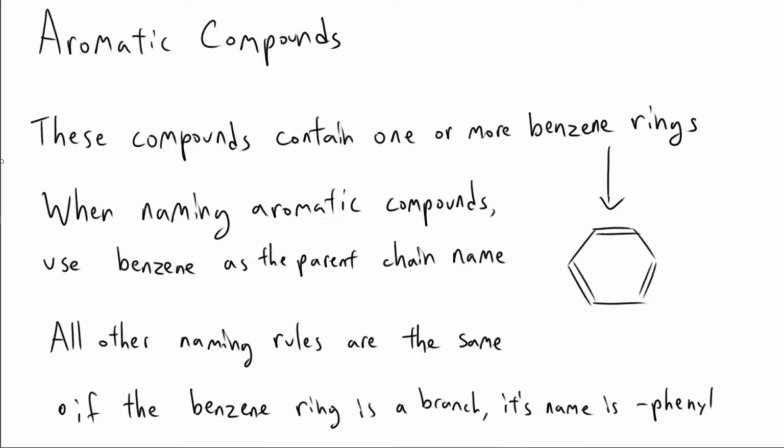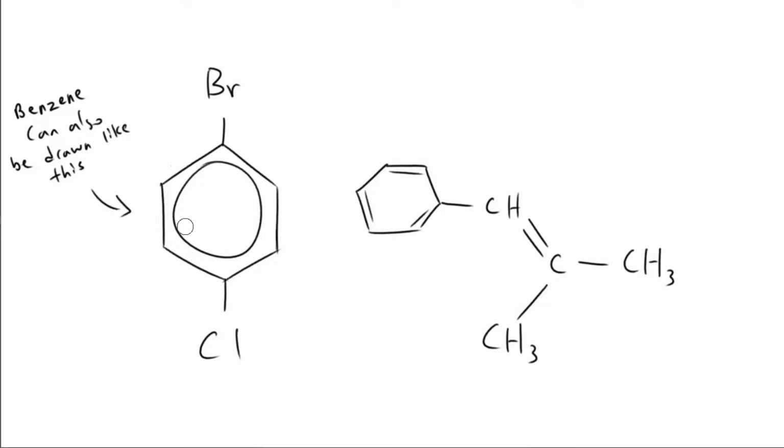Next are aromatic compounds. These compounds contain one or more of these benzene rings, which are essentially just cyclohexanes with double bonds for every other bond. When naming an aromatic compound, use benzene as the parent chain name. All of the other naming rules are the same, but if the benzene ring is a branch, then its name is phenyl. In these two examples, we have one where the benzene ring is the parent chain, and one where the benzene ring is a branch.